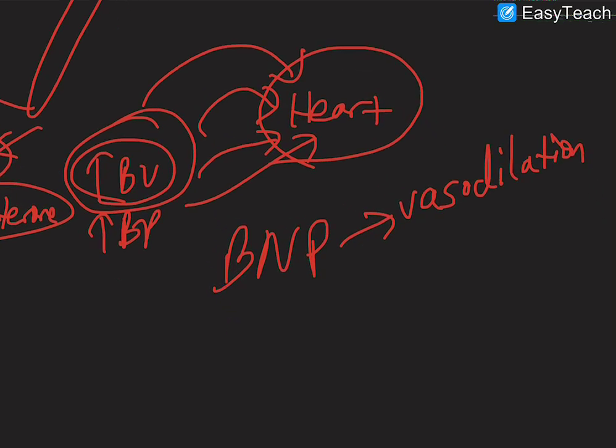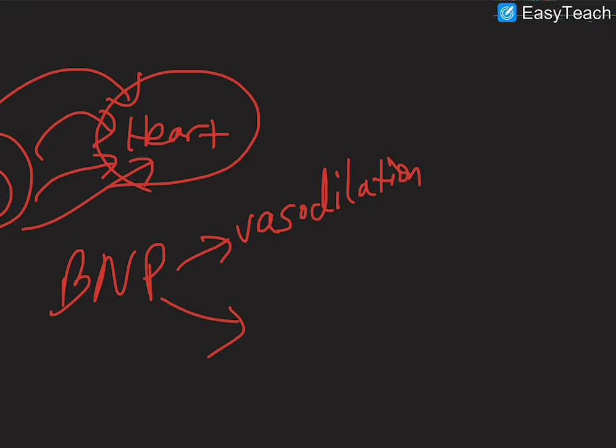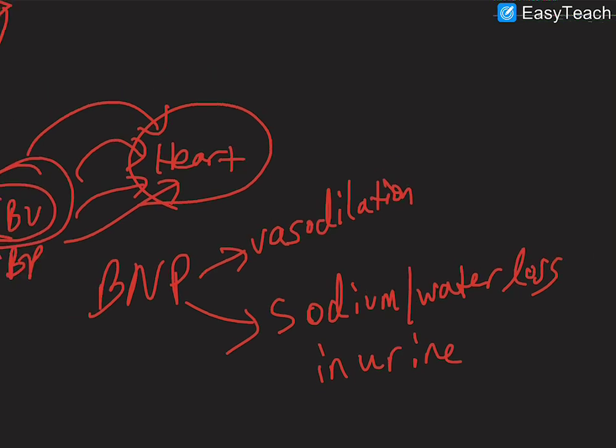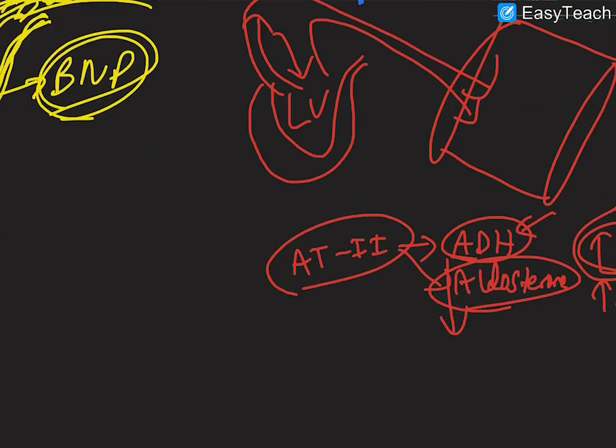And BNP also promotes sodium and water loss in your urine. Okay, so it promotes sodium and water loss in urine. That way, you decrease your blood volume, and you decrease the amount of blood returning to your heart, which means you give your heart an easier time, so that it can try to properly pump enough blood out into your systemic circulation, so you don't overload your heart. So that's why your ventricles release BNP, okay?